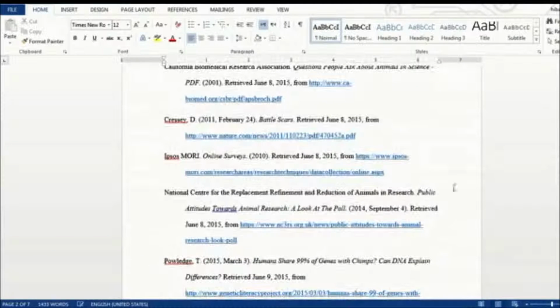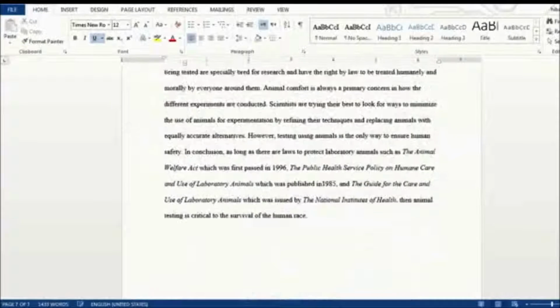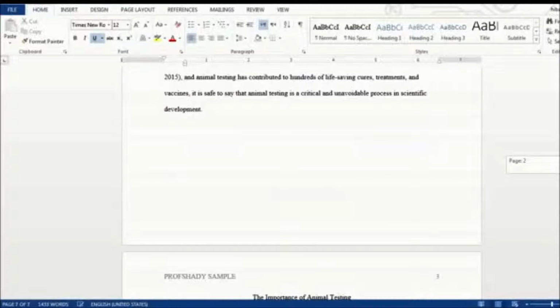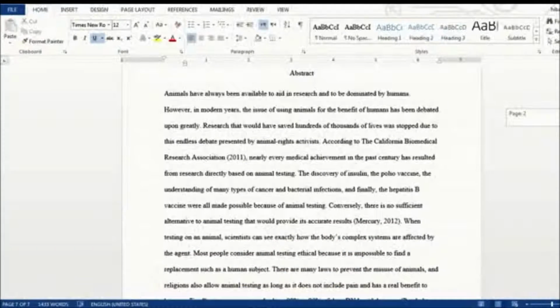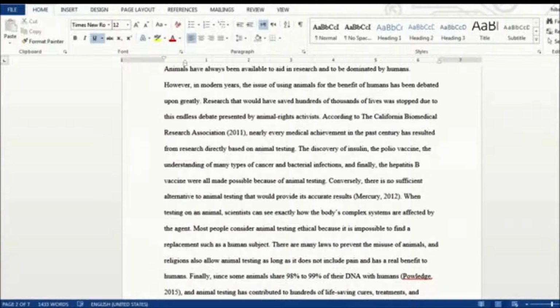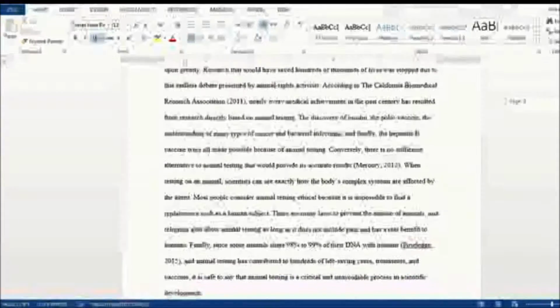It's over here. California Biomedical Research Association. So it's the first one. We'll talk about the reference page in the end, but I'm just showing you that you should reference all your ideas. Even if they weren't copied, they were paraphrased, they're still not your ideas. So in order for your work to be credible, you need to reference everything and cite everything.